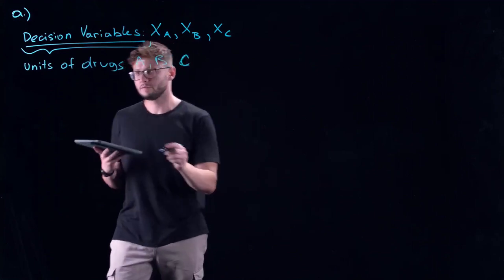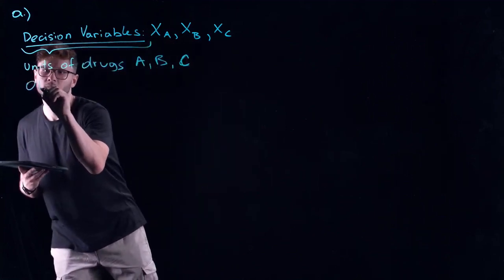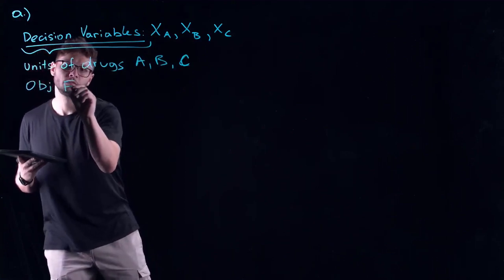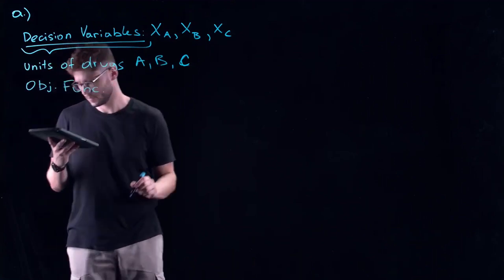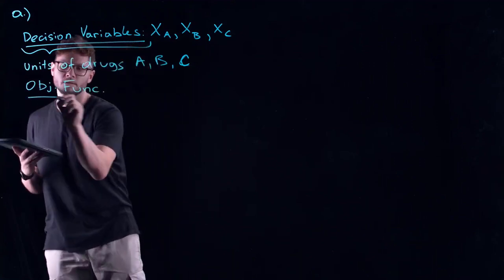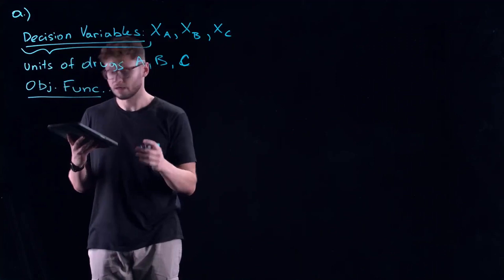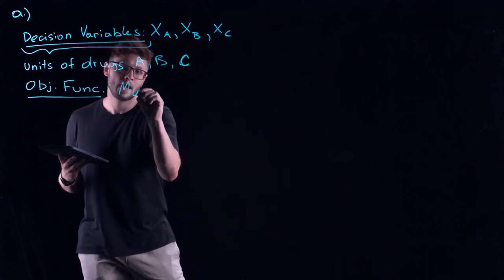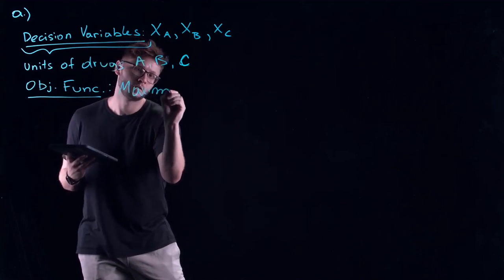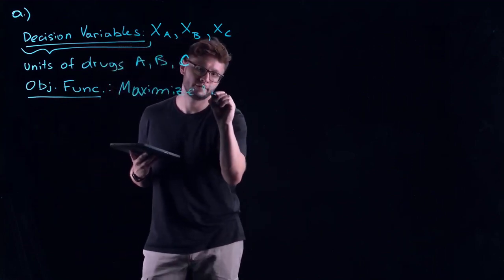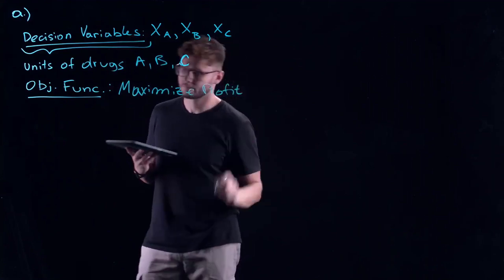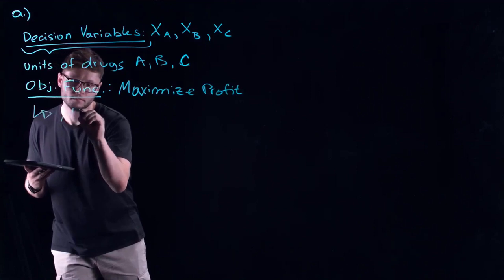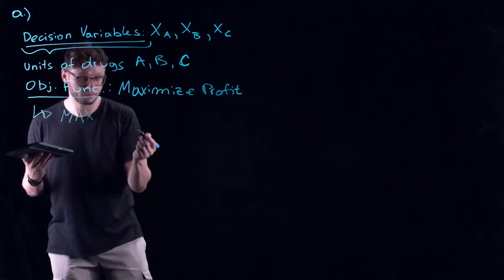So we can write our objective function as such. It's going to be a maximization of profit function, right? So we're looking to maximize profit. So our objective function is going to be max the following function.